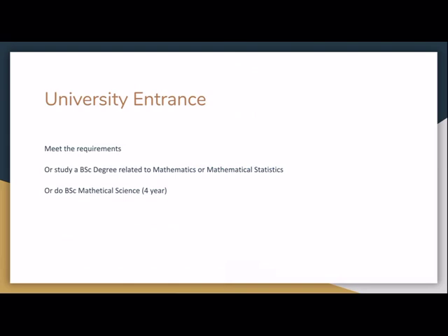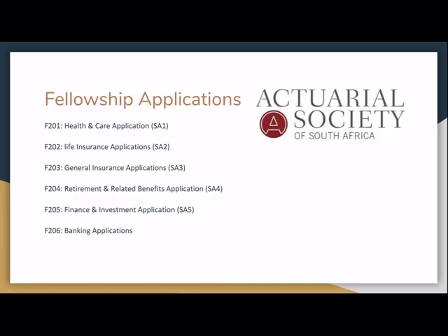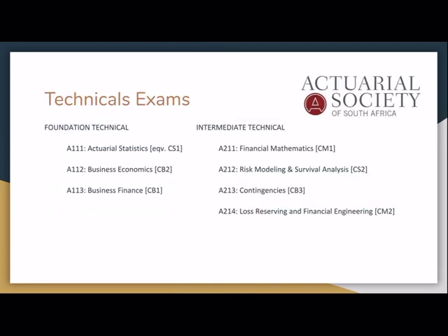In your first year, you normally write your business finance, your business economics and statistics. That is at the University of Pretoria, and your statistics go from first year to second year. You also have financial mathematics in your second year. You also have contingencies in your second year. You have financial engineering in your final year, and all those other modules, financial engineering and risk modeling and survival analysis in your final year.